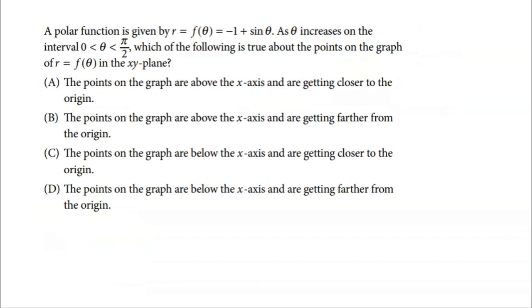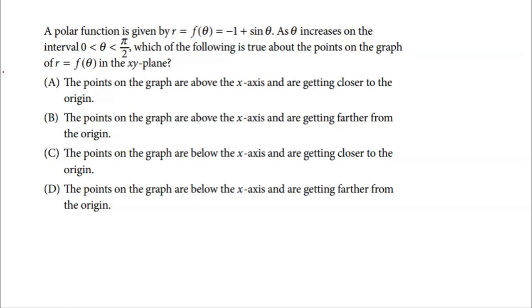So a polar function is given by r equals f of theta equals -1 plus sine of theta. As theta increases on the interval 0 to pi over 2, which of the following is true about the points on the graph? All right, so A and B say the points are above the x-axis, C and D say below the x-axis, and then we are getting closer to the origin or getting further from the origin.